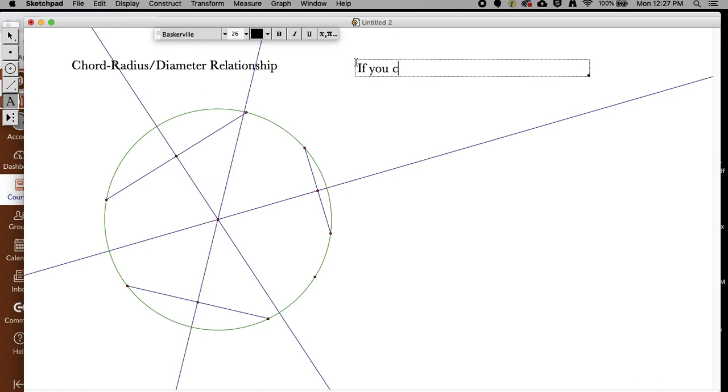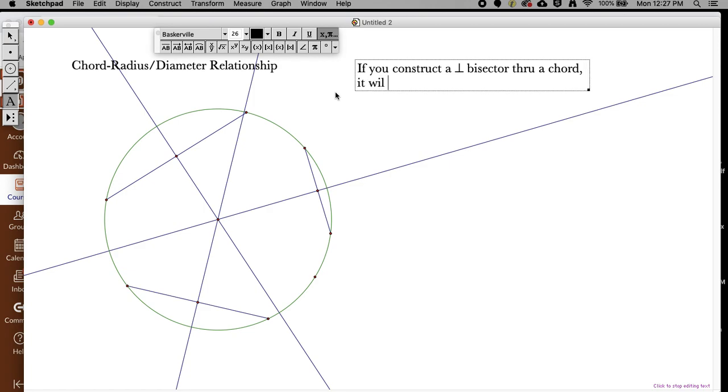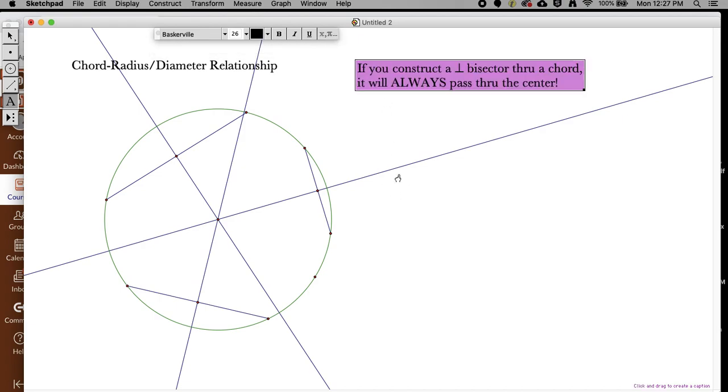Wow. If you construct a perpendicular bisector through a chord, it will always pass through the center. Always pass through the center.